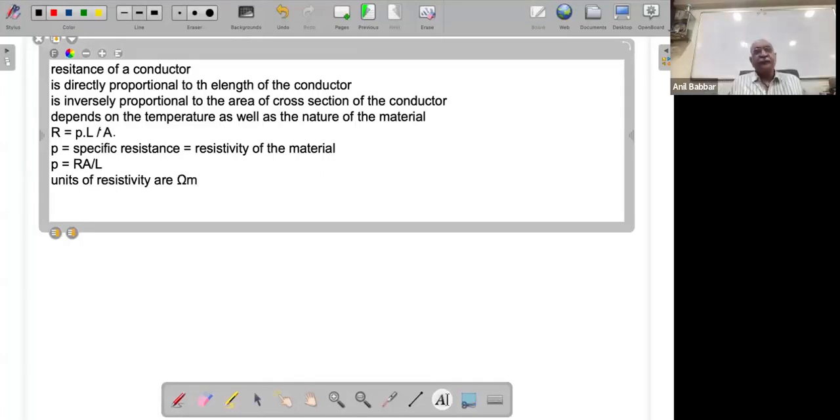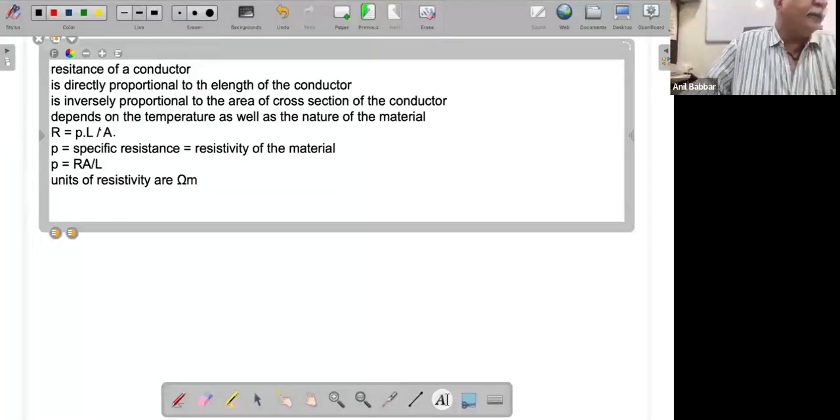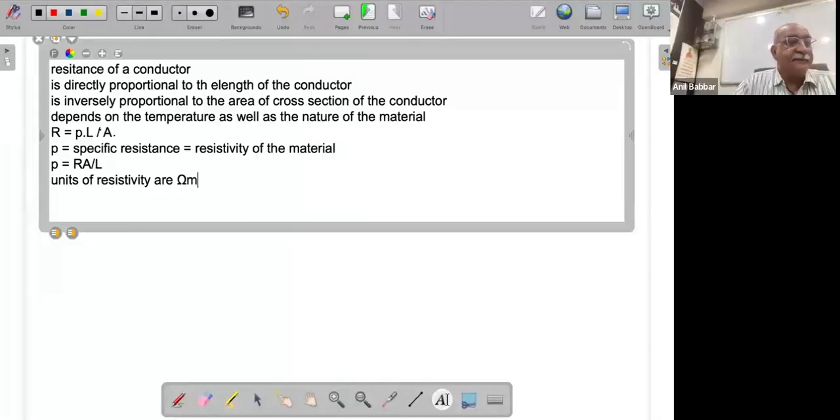So the reciprocal of resistivity is the conductivity. That's the conductivity, right? Now, we can also find Ohm's law in terms of electrical resistivity and conductivity.